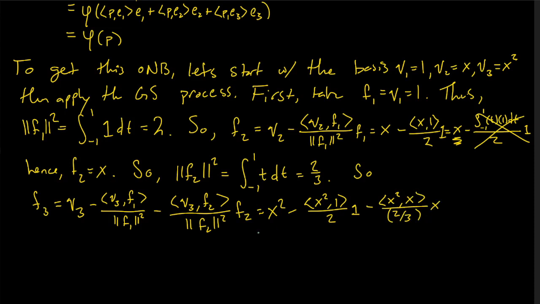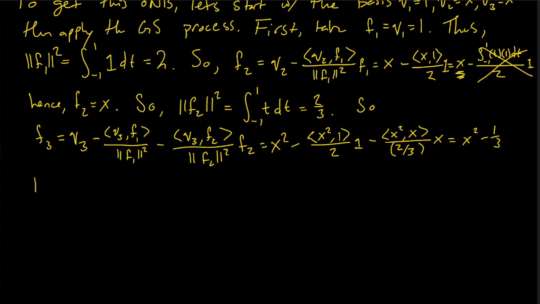Okay, and now all I have to do is simplify this out, and if you go through and do the integrations that you need right here, I promise you, you'll get back x squared minus 1/3. Hence, now all we have to do is find the norm of f3 squared, which is equal to, notice, the integral from -1 to 1 of t squared minus 1/3.